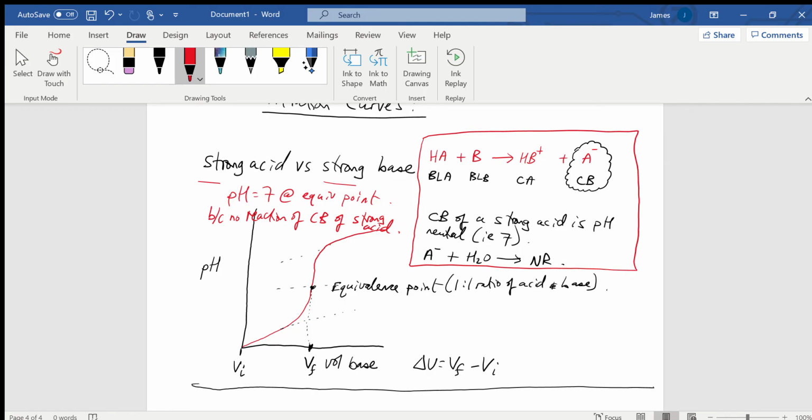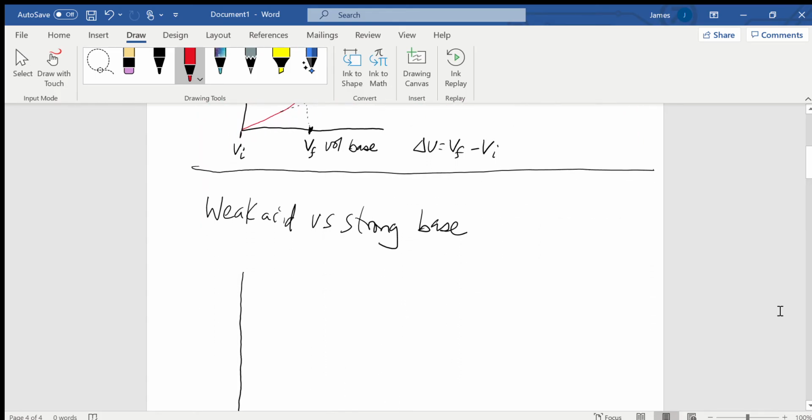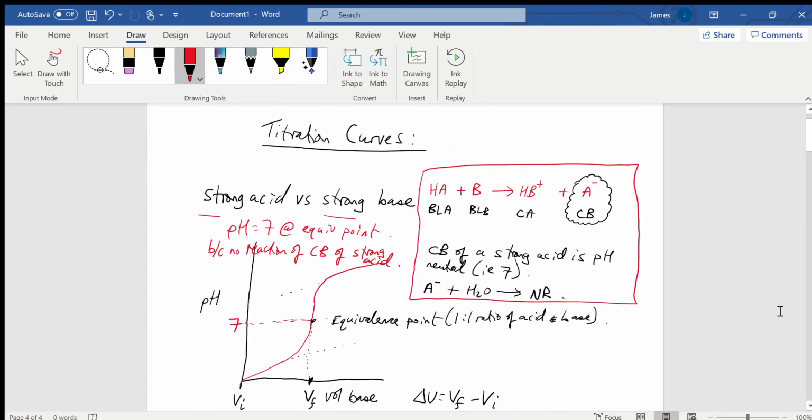Okay, so if we don't know whether something's strong or weak, one thing we can do is titrate it. Titrate an unknown acid with a strong base, measure the pH at the equivalence point. If it's 7, you have evidence you have a strong acid. Okay, so let's label that as 7. All right. So that's what I'd like my students to know about the titration curve for a strong acid and a strong base.